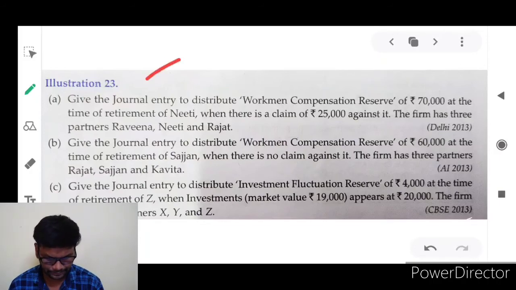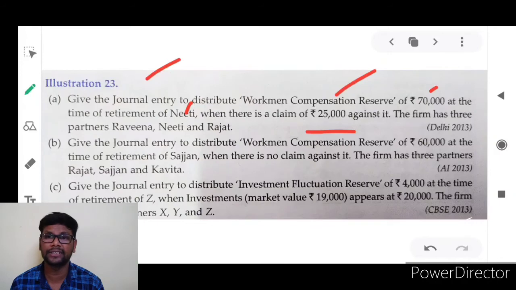Illustration 23. So three different situations we are going to discuss in this illustration. Give a journal entry to distribute workman's compensation reserve amount of rupees 70,000, at the time of retirement of Niti. Niti is one of the partners, retiring from the partnership firm when there is a claim of rupees 25,000 against it. So the actual amount of workman's compensation fund is 70,000.